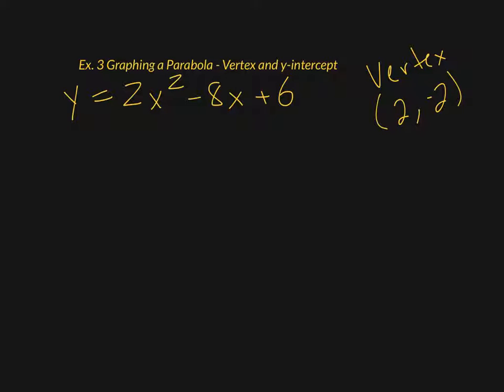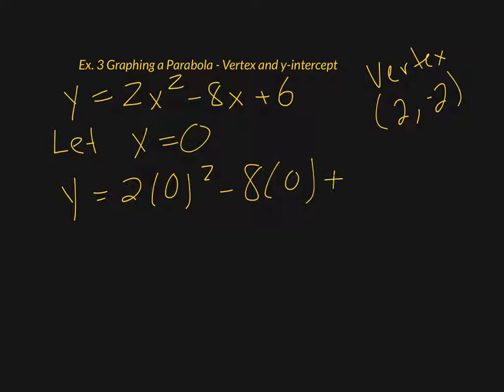So to find the y-intercept, recall back from your Algebra 1 days, when we do this, we set x equal to 0. Because when it crosses your y-intercept, your x value right there is going to be 0. So plug in 0 for x, gives us y equals 2 times 0 squared minus 8 times 0 plus 6, which our y-coordinate is just going to be 6. So that tells us our y-intercept is the point 0, comma 6.